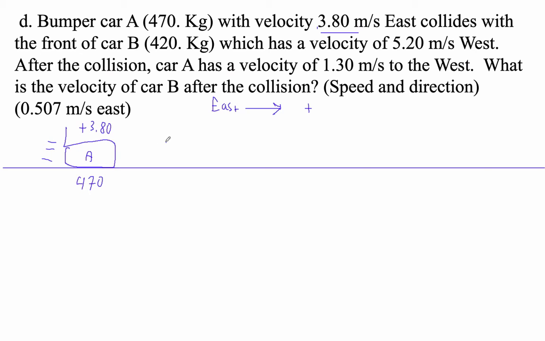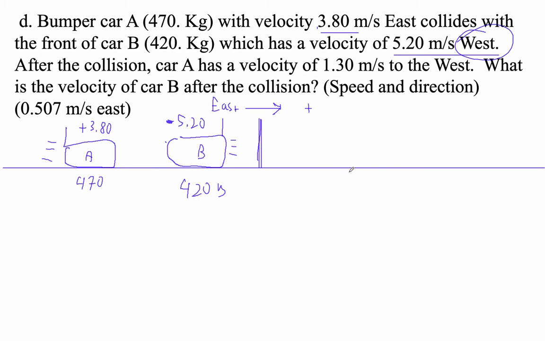And then bumper car B is going to the west. So it's a head-on collision. Do we figure that out? Okay, so this is B, and B is only 420 kilograms, but it's going faster. 5.20. Now, the fact that it's to the west means I'm going to put a minus sign on that, okay? Because this guy's going in the negative direction.